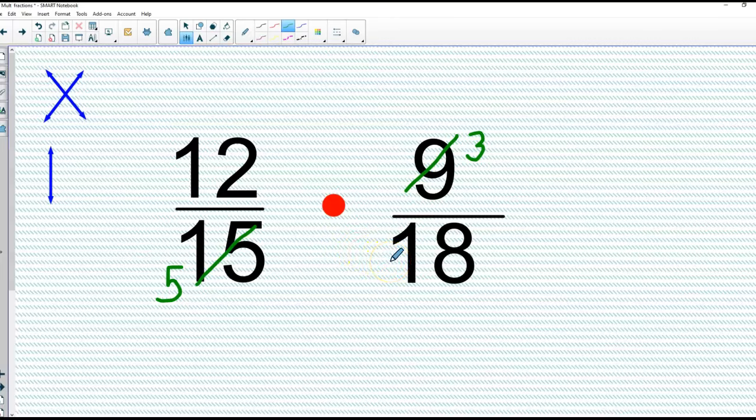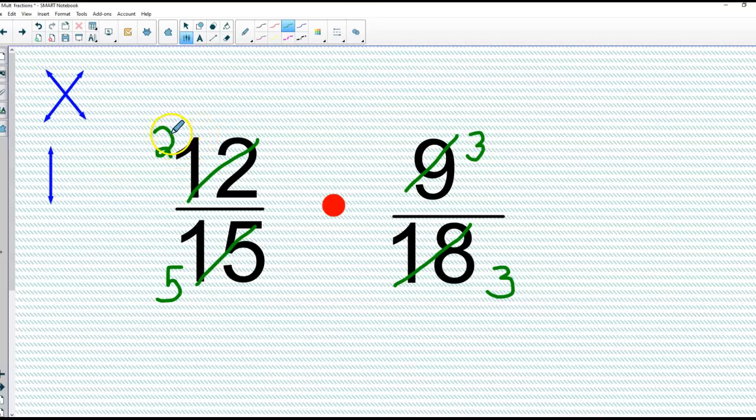12 and 18. We need to find a common number that could go into both of them. Well, we could do 2. That would work. So would 3, but we could also find maybe a bigger one. 6 could go into both of these. So if I divide by 6, that makes this number a 3. And if I divide by 6 here, that makes this one a 2. So we've reduced diagonally. Okay, we can also reduce up and down, which is why I have this arrow here.